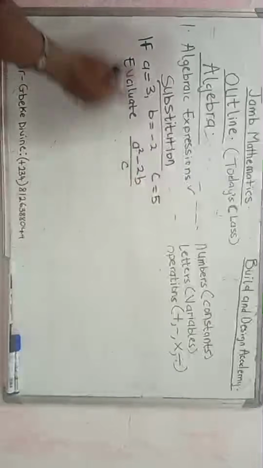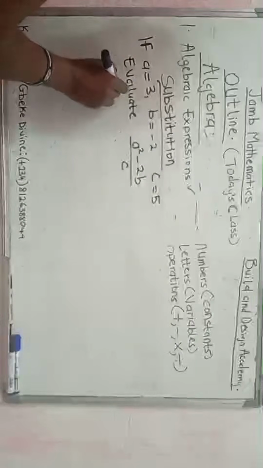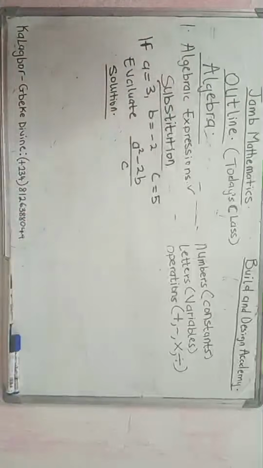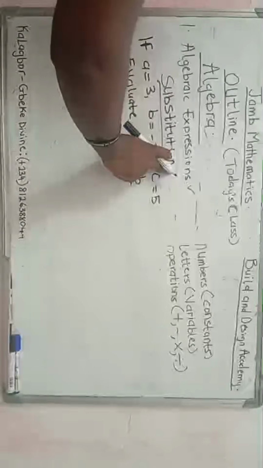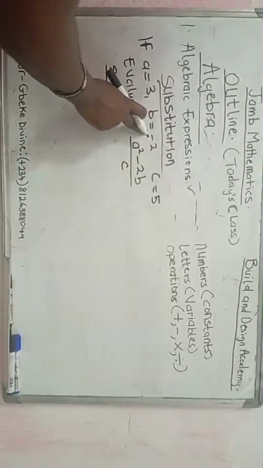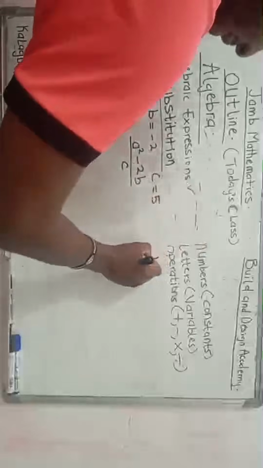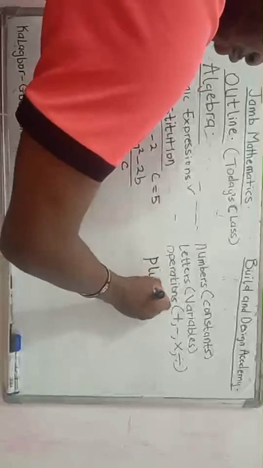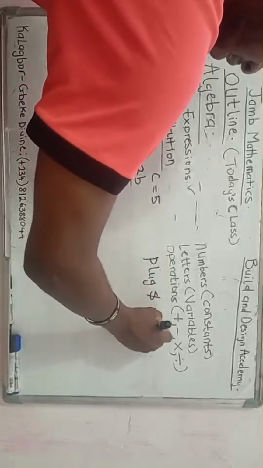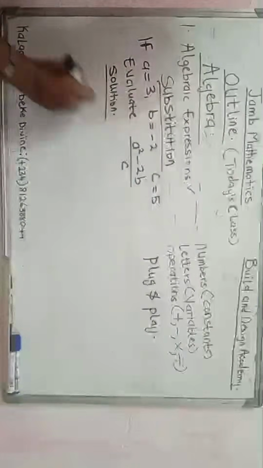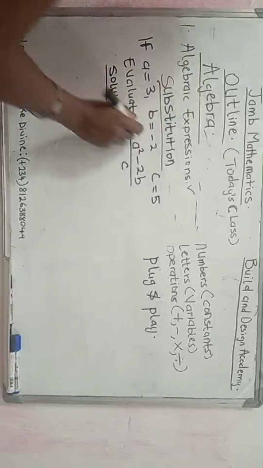So now to do this, our solution will be very simple. Since we're talking about substitution, we have A as 3, B as minus 2, C as 5. We simply plug and play. Remember I wrote plug and play, right? We'll plug and play. So now let's plug and play. We have that our new expression, A is 3.